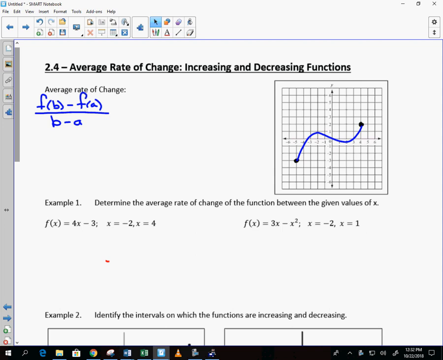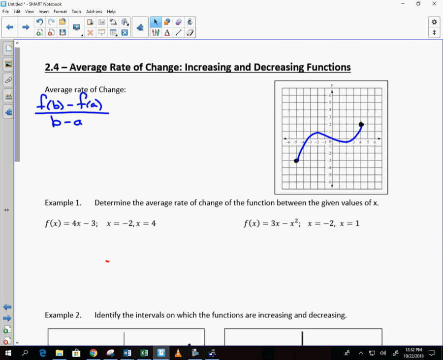But average rate of change is the following. F of B minus F of A over B minus A. And here's what average rate of change kind of tells us, to give you a general idea. You see this function that I have here. You can plot a point at -5, -3, and you can plot a point at 4, 2, and then draw just kind of a little curve that goes there. And that'll be sufficient for what we're doing.